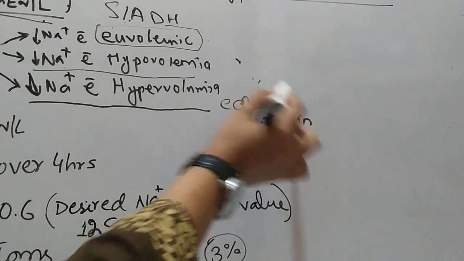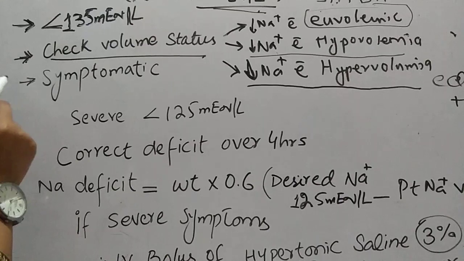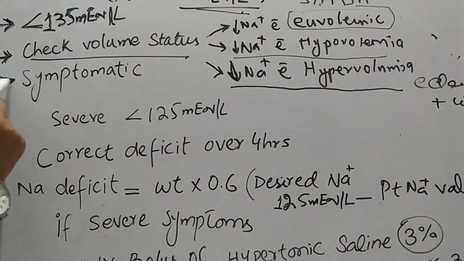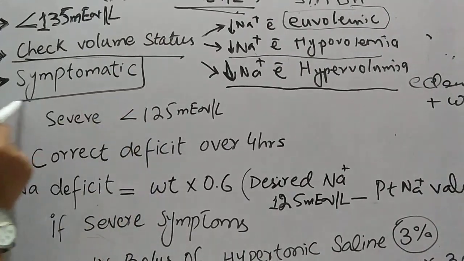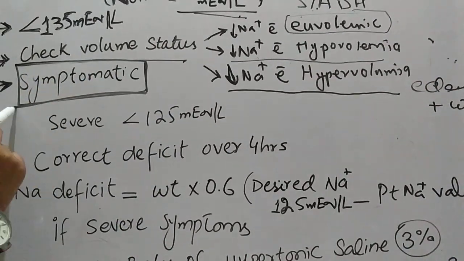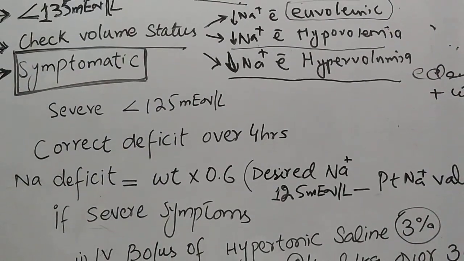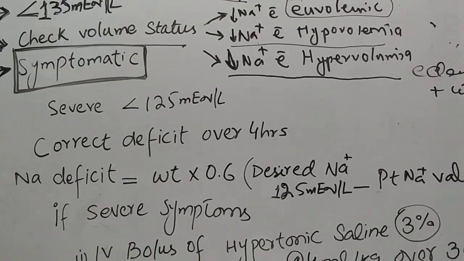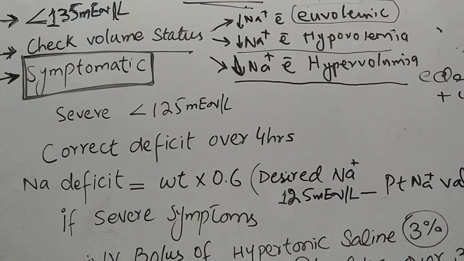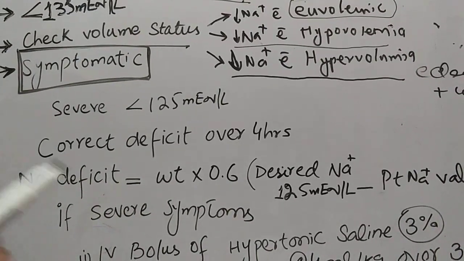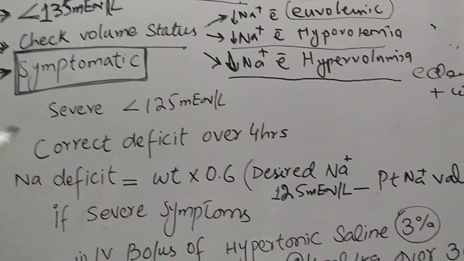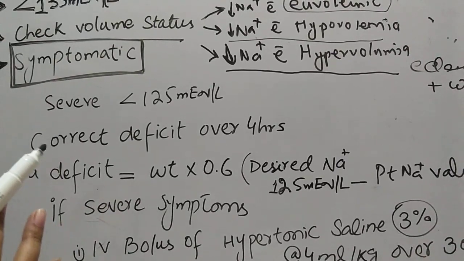Okay, the topic is basically the management. So let's start our management protocol. First, you will see whether your patient is symptomatic or asymptomatic. Multiple symptoms you can see in your patient. The early symptoms are weakness, irritability, vomiting, but the late symptoms are apnea, coma, arrhythmias, hypothermia, or refractory status epilepticus.